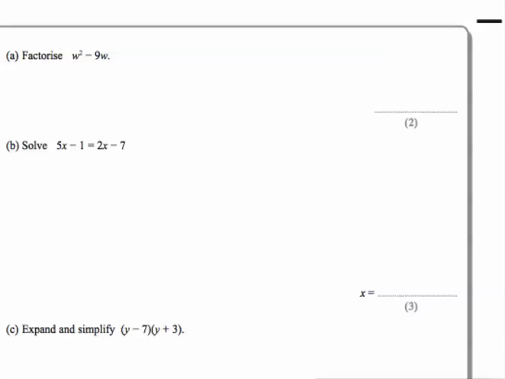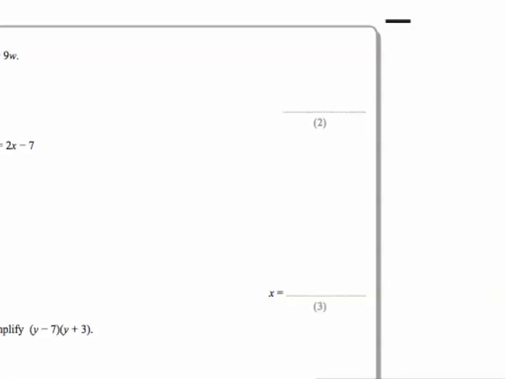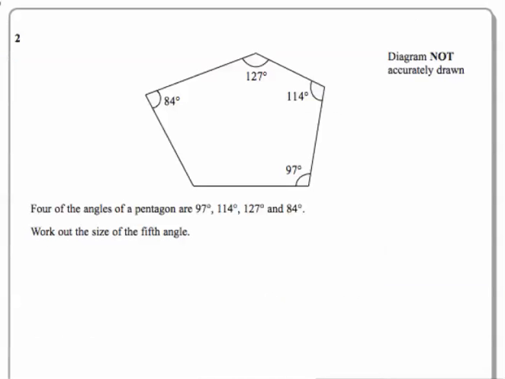Now, here we go. Question 2. There we go. So this is a pentagon. It looks like an irregular pentagon. And they're asking us to find out what the missing angle is, which is this one here. Okay, and I'll call that one, I don't know, x.